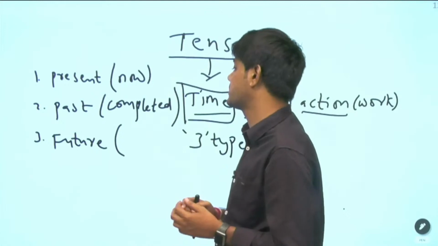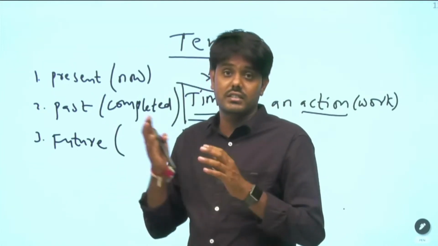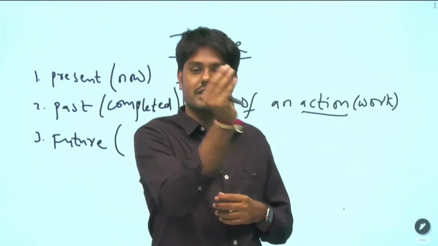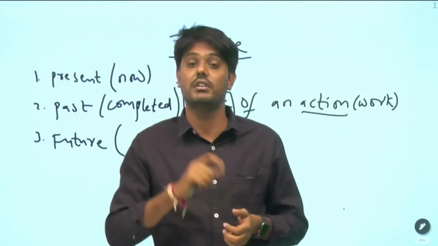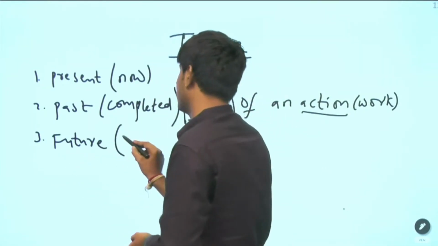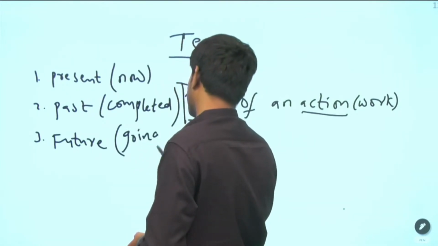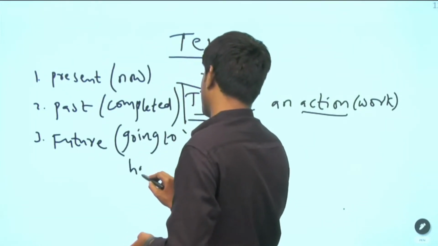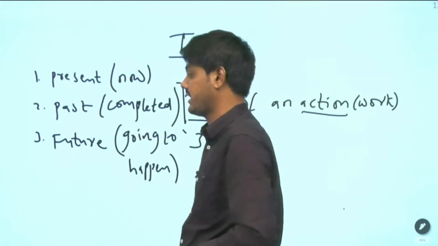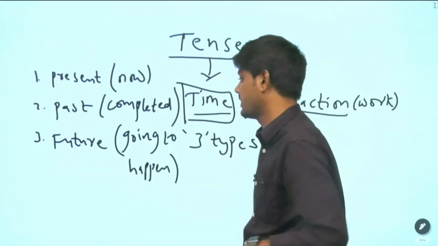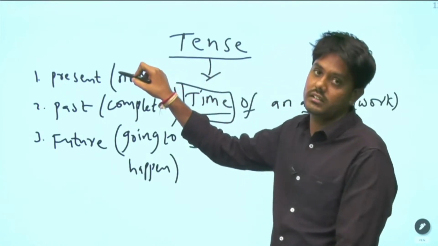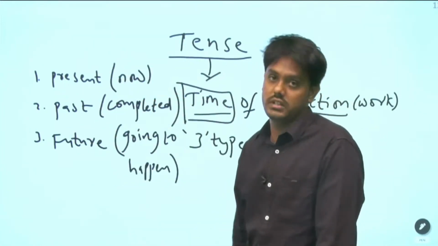And coming to future tense, this is work you did not start, and you are going to start at a certain period of time or at a certain point of time. It is going to take place, or it is going to happen, in the future. So that is future tense. I already told you, based on time, tense is divided into 3 types.